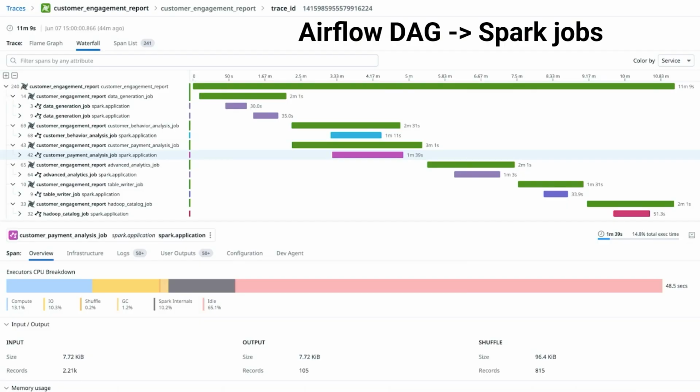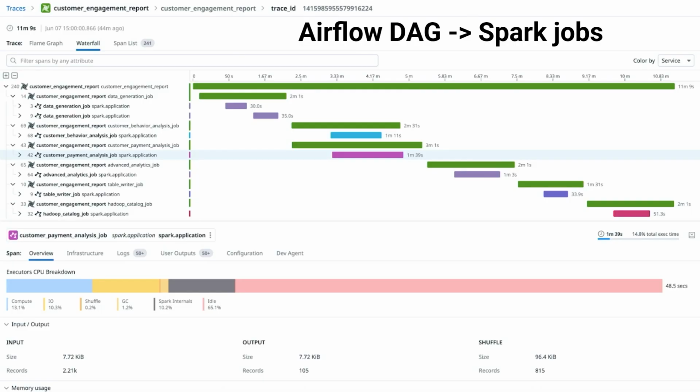And then I can go deeper, right? This is an example of having an Airflow job launching a Spark job or multiple Spark jobs, right? So the green lines, the green spans in this graph are the Airflow jobs, and all the colored ones are individual Spark jobs that have been triggered by it.